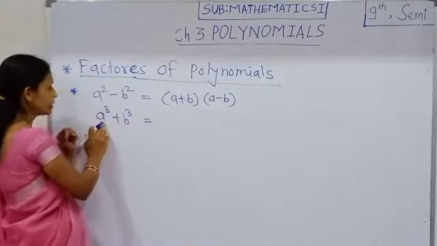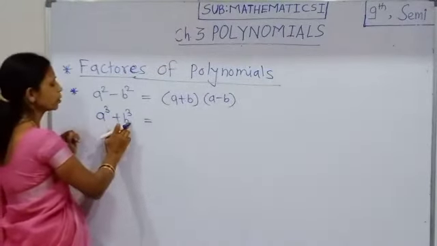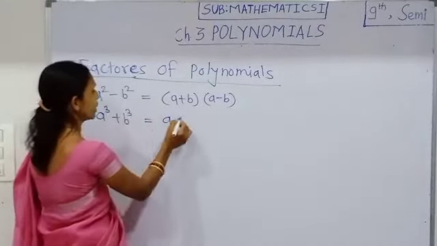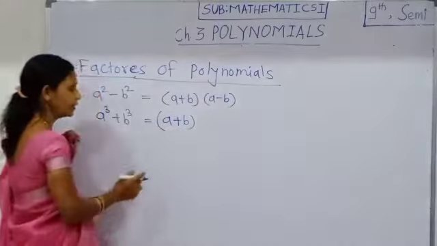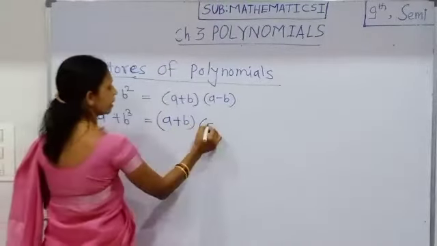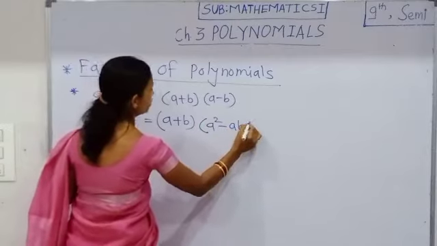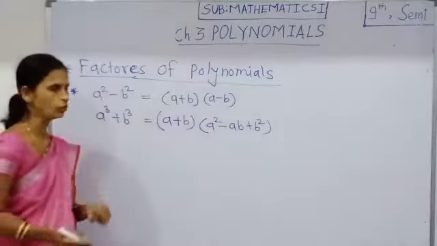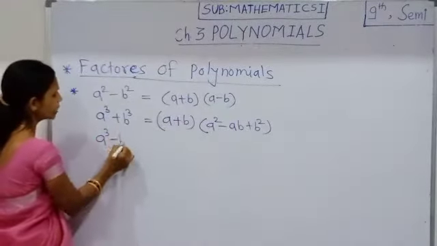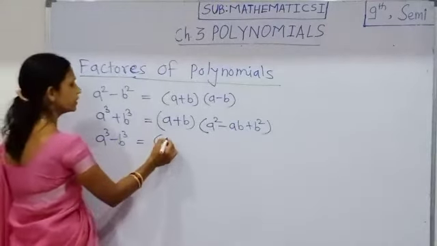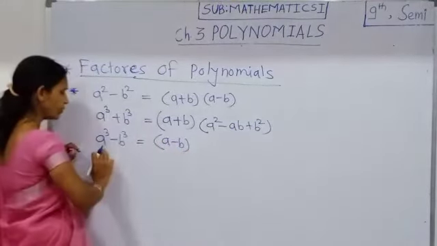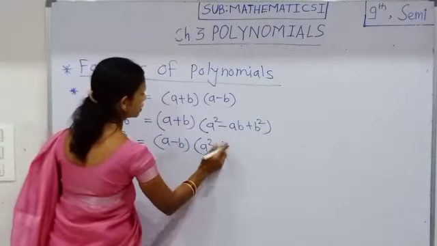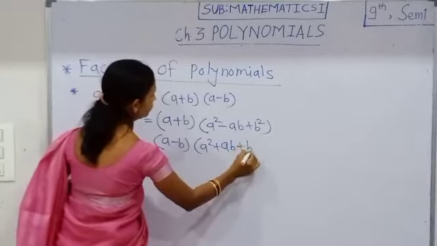Here we have the cube of the first term plus the cube of the second term. The factors are a plus b in one bracket and, in another bracket, a square minus ab plus b square. Those are the factors of a cube plus b cube. Similarly, a cube minus b cube can be factorized into a minus b and a square plus ab plus b square.